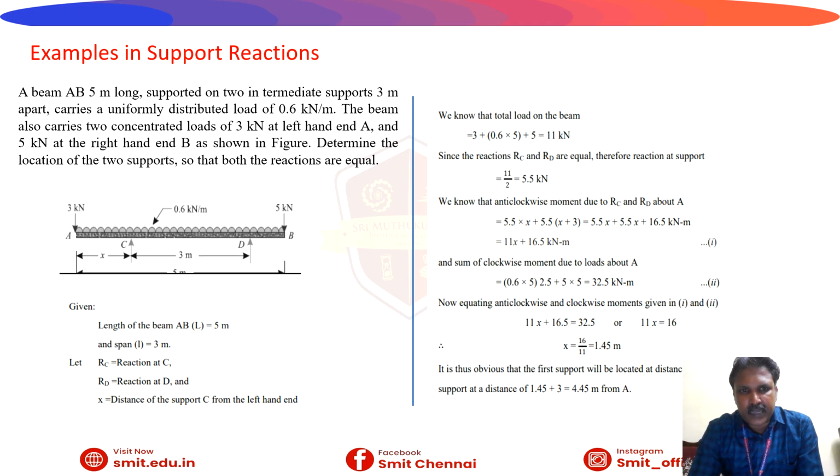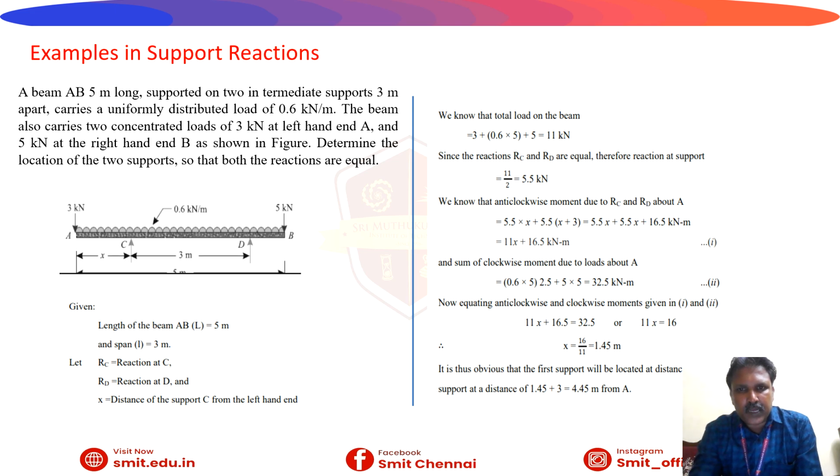Now we can see this diagram. The uniform load is distributed, that is 0.6 kilonewton per meter. It is distributed through a length of 5 meters. Length of the beam AB is 5 meters. Span L is 3 meters. RC is the reaction at C. RD is the reaction at D. X is the distance of support C from the left hand end.